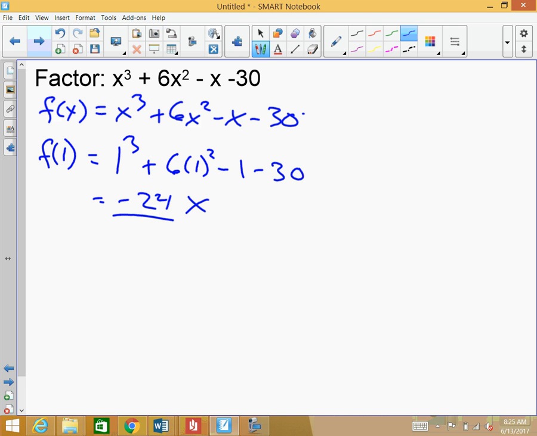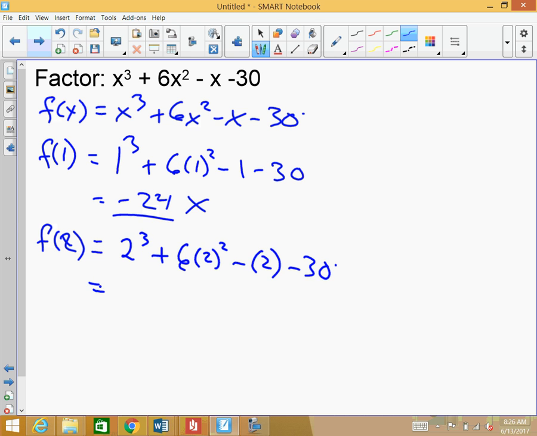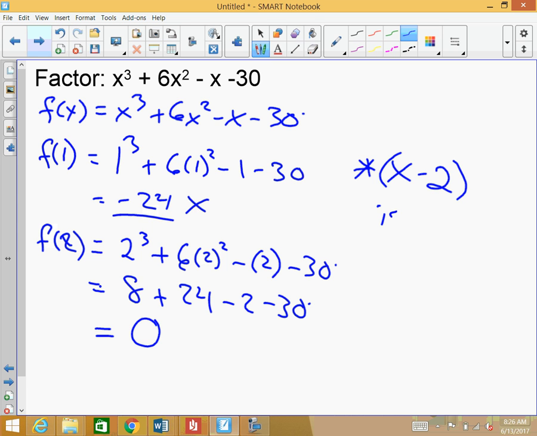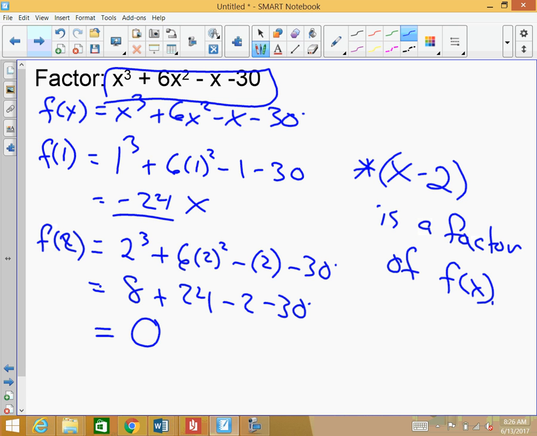So let's use 2. Let's go to the next number. It's easier when it's positive. So we're going to say f of 2. We've got 2 cubed plus 6 times 2 squared minus 2 minus 30. So 2 cubed is 8, plus 6 times 2 squared is 24, minus 2 minus 30. Oh, look at that. That equals 0. So this is telling me that x minus 2 is a factor of f of x.